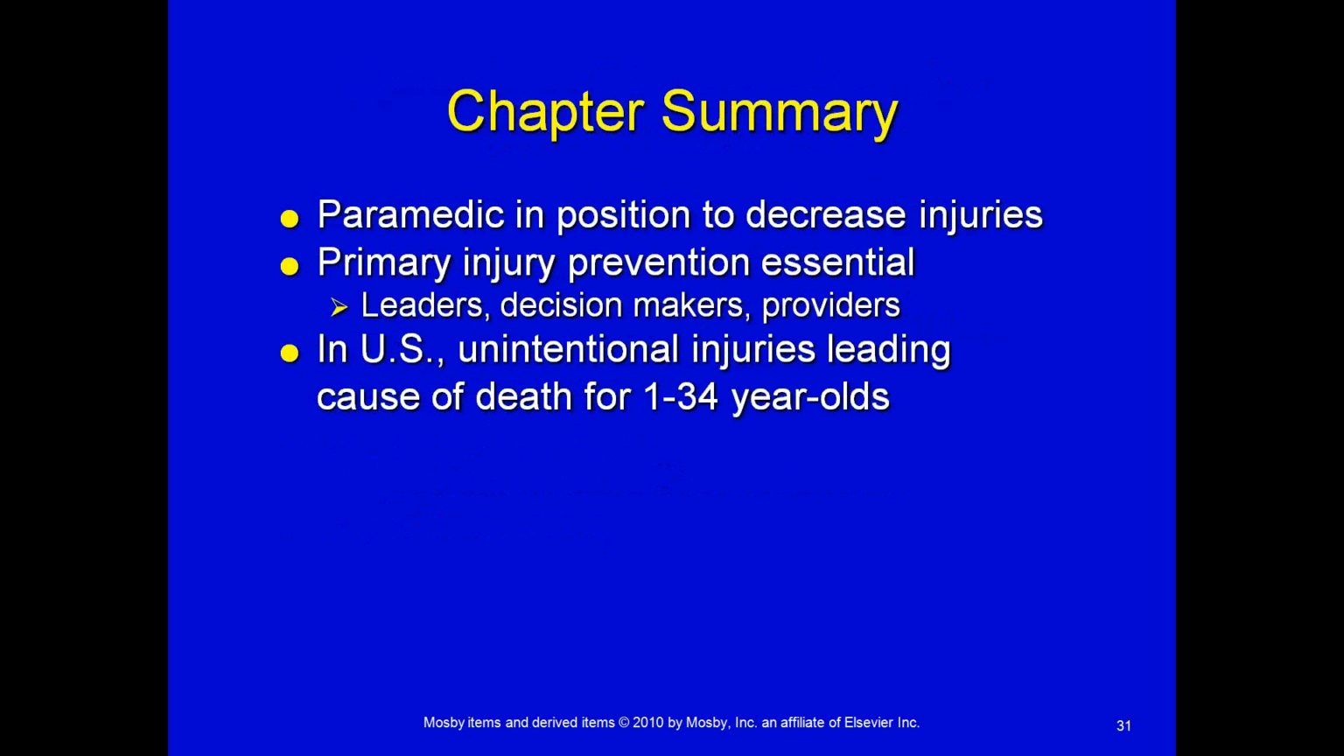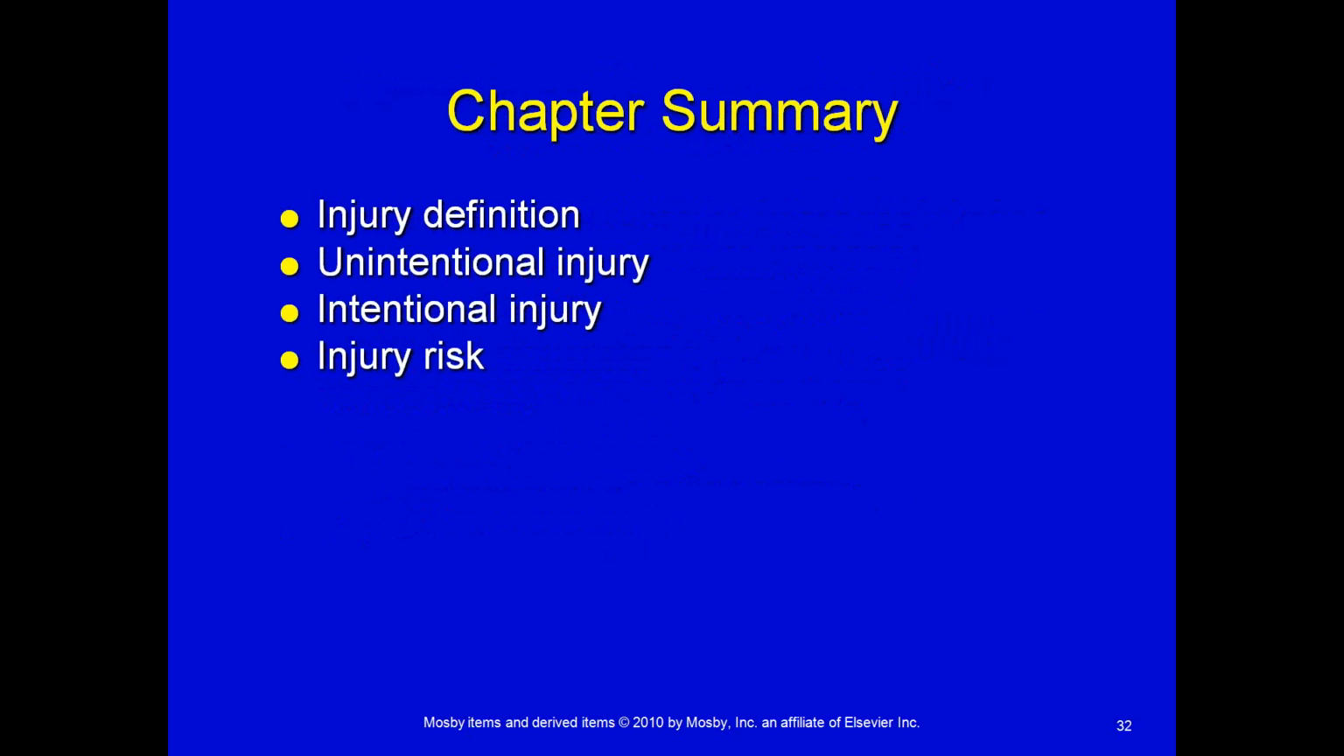So in summary, a paramedic is in a position to actually decrease injuries, and we should engage in primary injury prevention with our leaders, our decision makers, and our providers. We should all be involved in initial primary injury prevention initiatives. In the United States, unintentional injury is the leading cause of death in ages 1 through 34 years old. It's actually 1 through 44 years old.